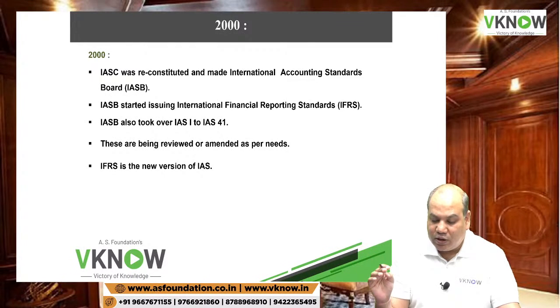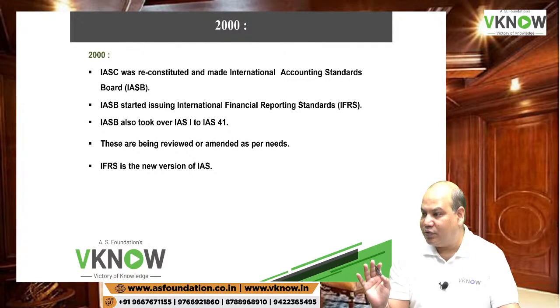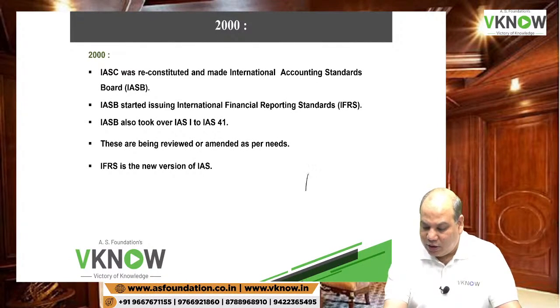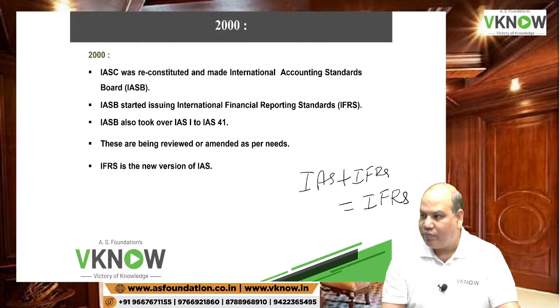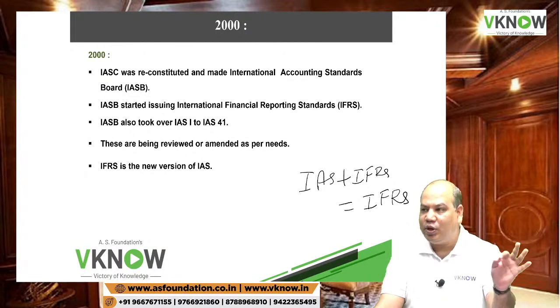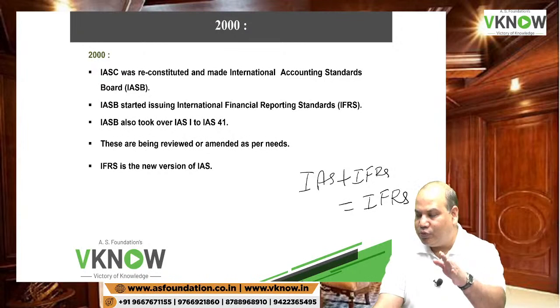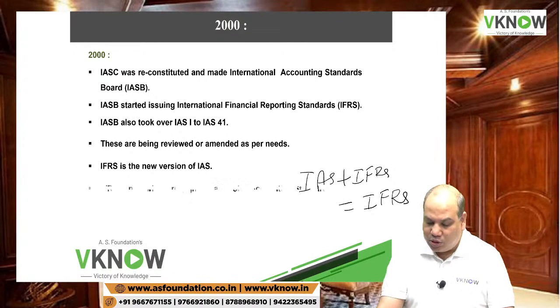So IFRS is the new version of IAS. So IAS plus IFRS is equal to IFRS. What an equation. So IAS is also a part of IFRS. So when I say IFRS, it means IAS 1 is also applicable up to 41, plus the new numbering series.